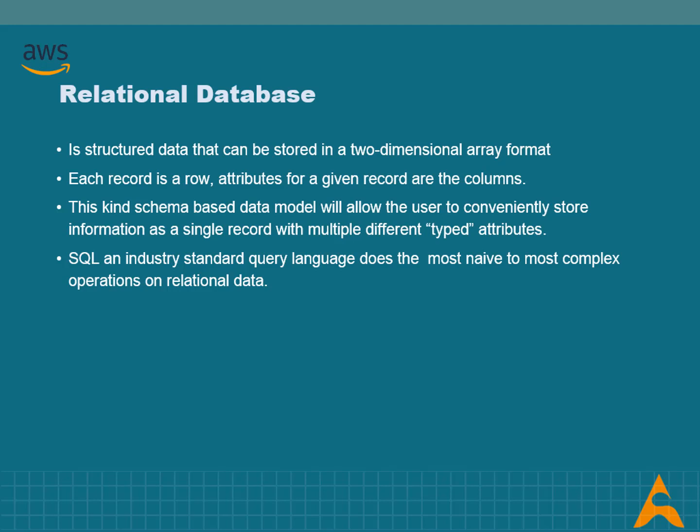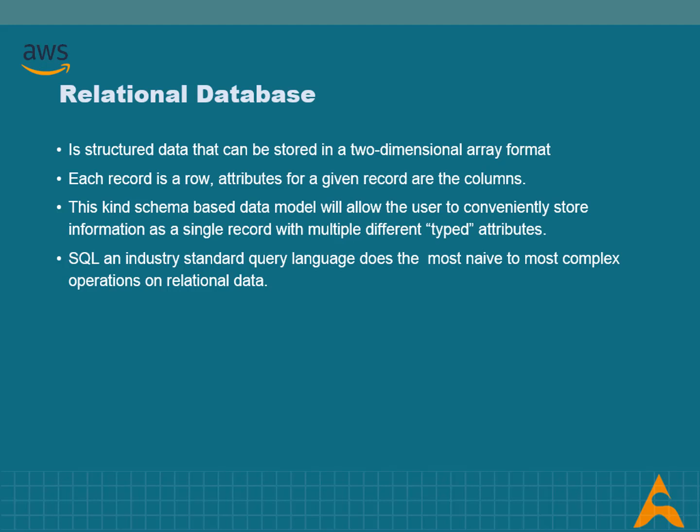Hence, this kind of schema-based data model will allow the user to conveniently store such information as a single record with multiple different type attributes. Records of multiple types can be arranged in different tables, and then depending on what kind of queries are performed, parent-child table relations can be created.